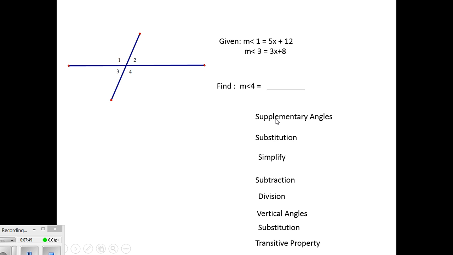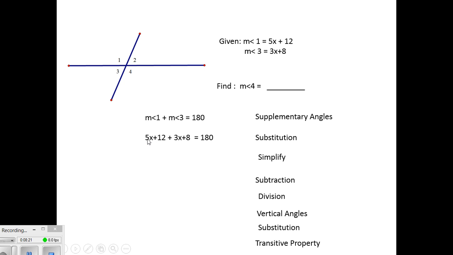So what are supplements? Well, look at what we've gotten. Angles 1 and 3 are supplementary, and they're both given. You might say, well, 1 and 2 are supplementary too, 2 and 4 are supplementary, and 3 and 4 are supplementary. But look at what angles they gave you: 1 and 3. And look at what the next step is, substitution. So we're going to start with angles 1 and 3. Then we're going to plug in their values, or substitute those in, right?